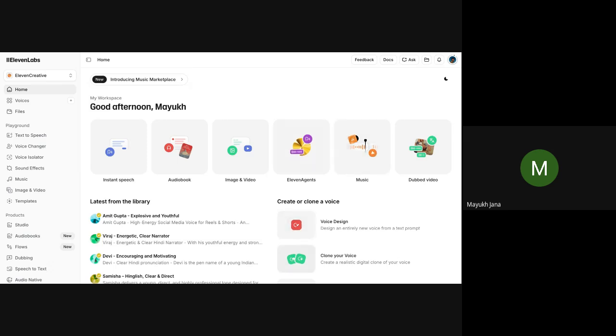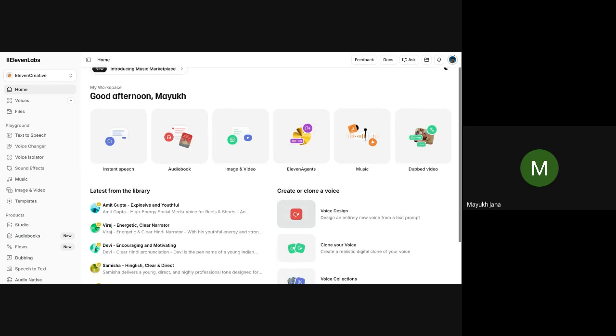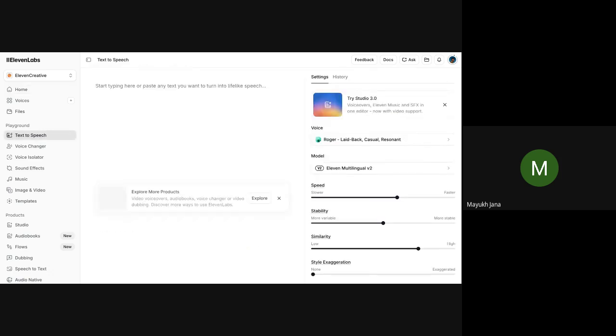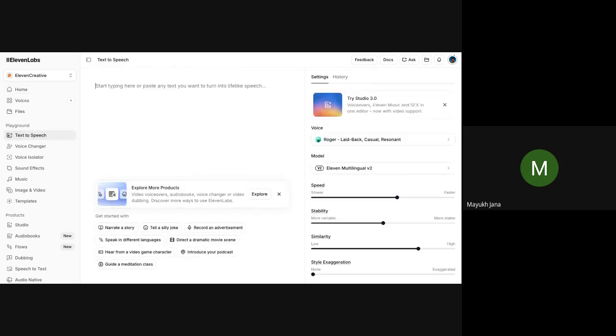So here in 11 Labs, which we will do later, there is all that stuff. You generate a new voice, or you can clone your own voice, which is the second option, a digital clone of your voice. So here you have to go to text to speech, which is on the left hand side. I am just showing this. Okay, we will do it in an extensive way.